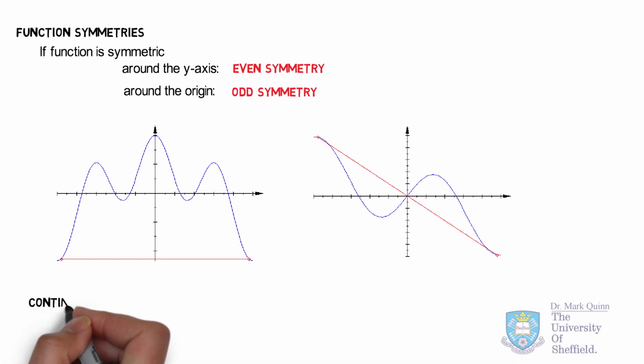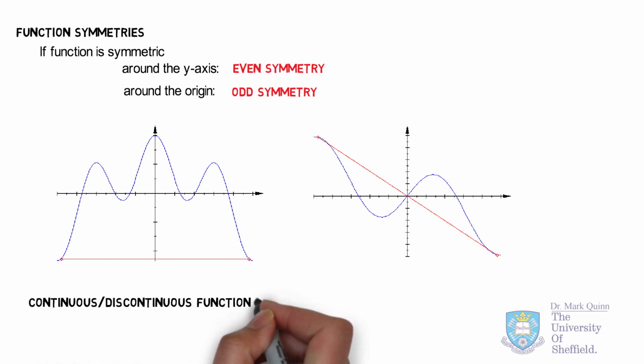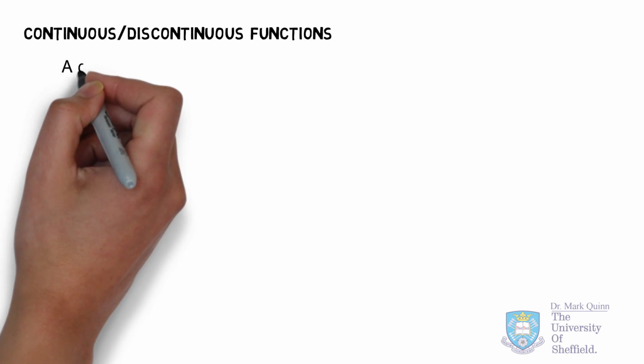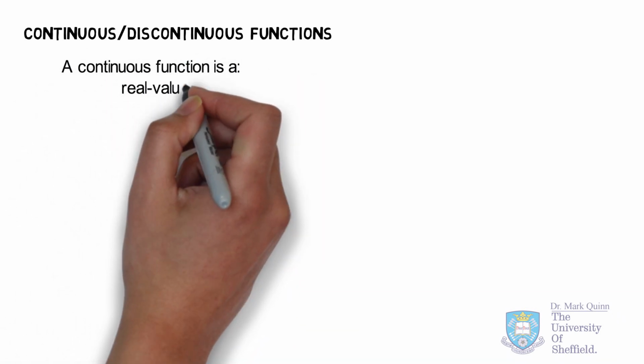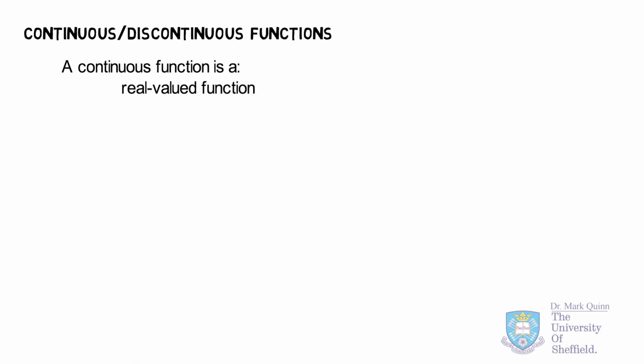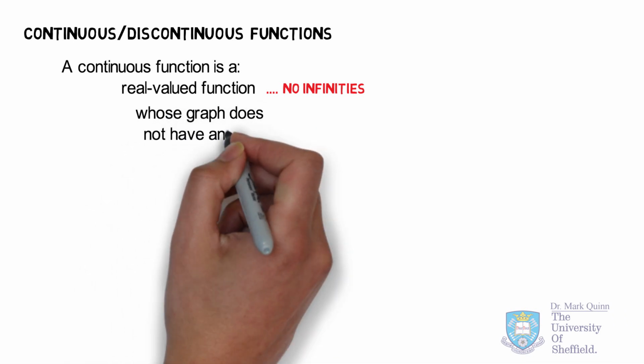Finally, let's look at how we can describe functions as continuous. As the name suggests, a continuous function is any real valued function which has no infinities and whose graph does not have any breaks, i.e. discontinuities. An example of a discontinuous function is tan of x.